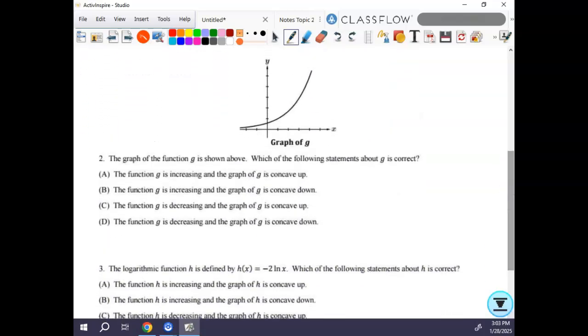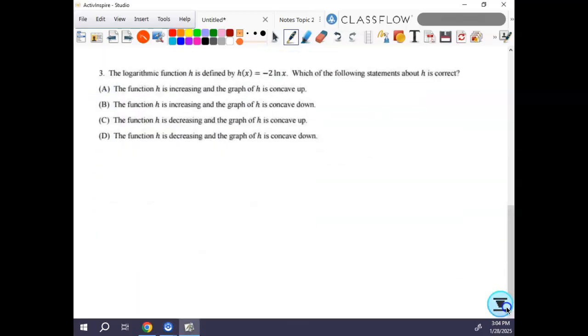So here we go. Which of the following statements about g is correct? Okay, so this talks just about the function g, so I don't need my fun chart because I'm just talking about the function. The function itself is increasing, so I can eliminate C and D. Then it says the graph of g, still not talking about the rate, still don't need the fun chart, concave up. So this is up, down, so my answer is A.